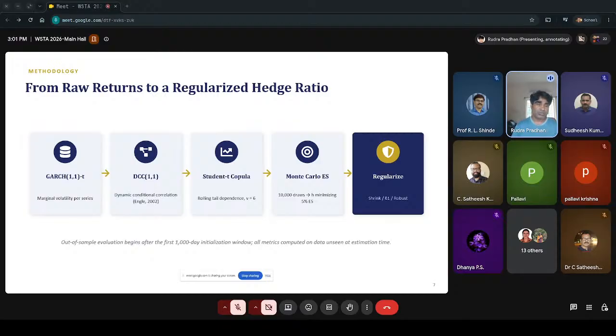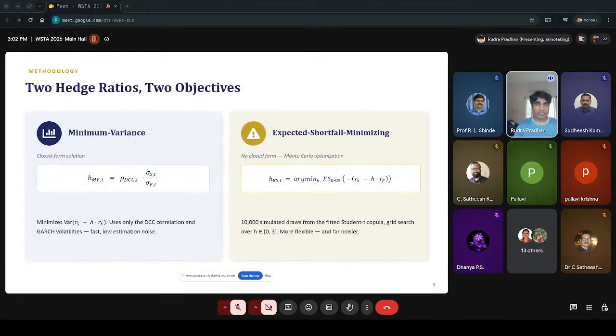And this is what we call the DCC GARCH model, where DCC stands for dynamic conditional correlations, and GARCH stands for generalized autoregressive conditional heteroskedasticity. And then Student-t copula, modeling tail dependence where v equals 6, and then we finally applied Monte Carlo ES to get simulated results through this particular process. It's something like a forecasting approach, and then regularizing these shrinkage and robustness vectors.